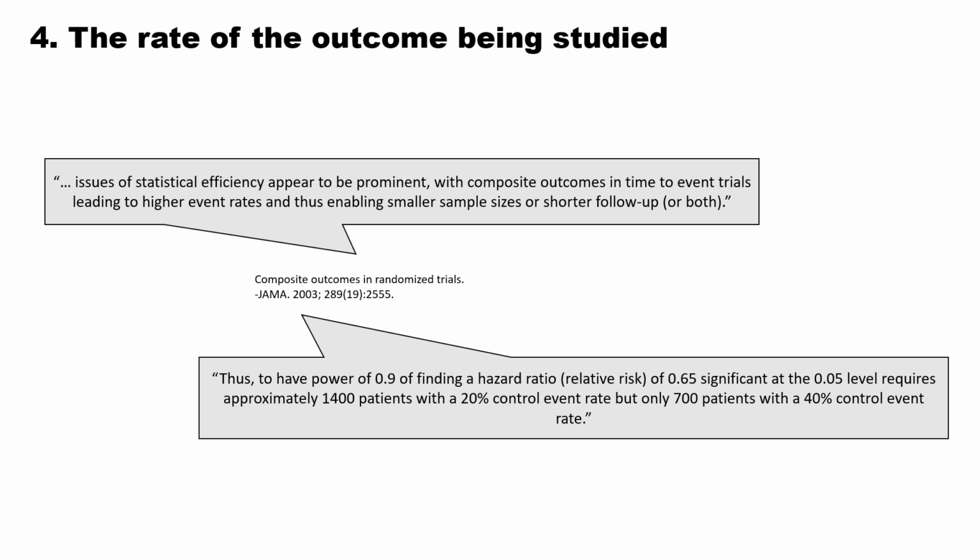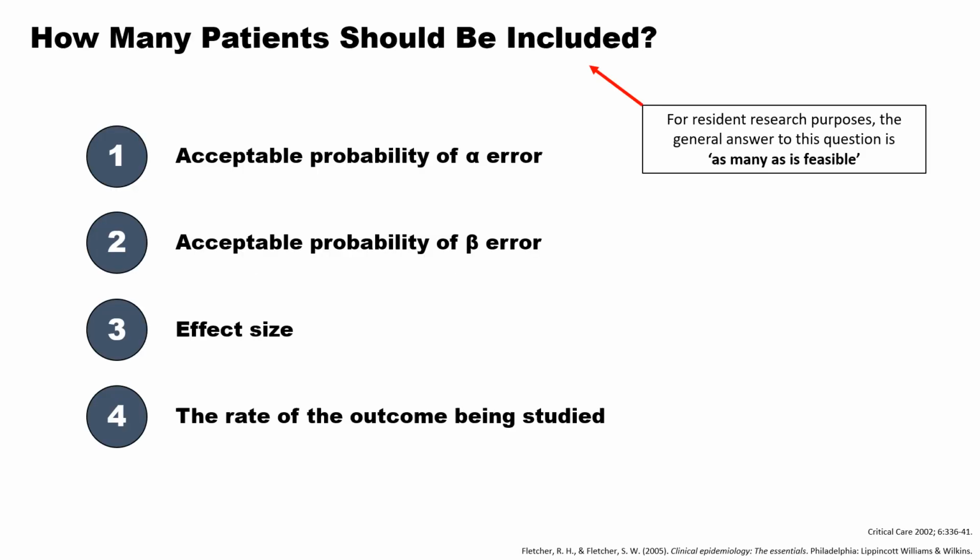So the point here is that composite outcomes can increase the control event rate, and that you might have multiple outcomes that you're looking for and grouping together. And this decreases the necessary sample size to have a particular power. That said, it may not answer the question of interest as well.